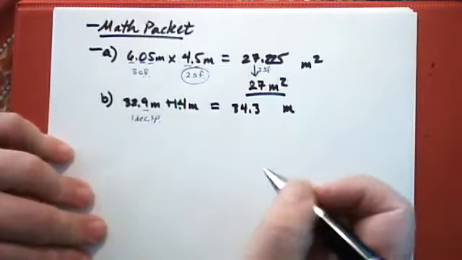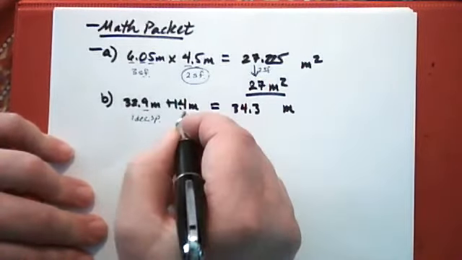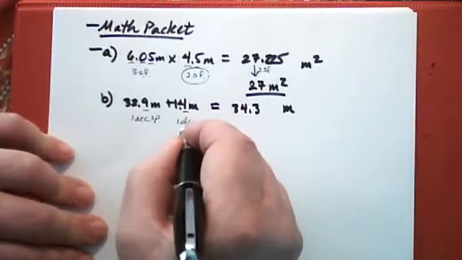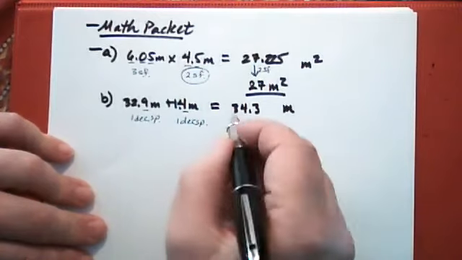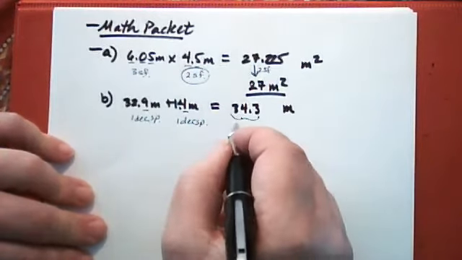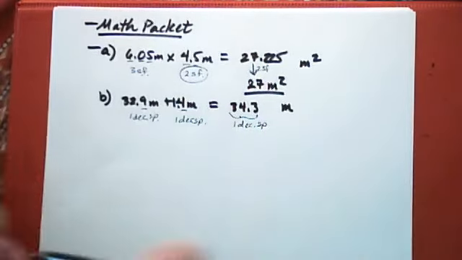So this number here has 1 digit past the decimal point. This number here also has 1 digit past the decimal point. So the answer should have 1 decimal space. And what do you know? It does. So 34.3 actually is the answer to the correct number of significant places.